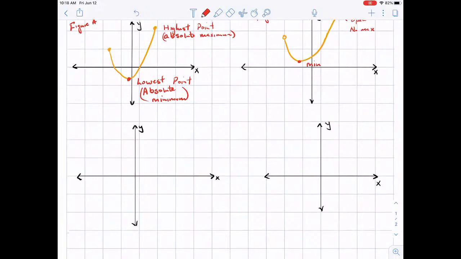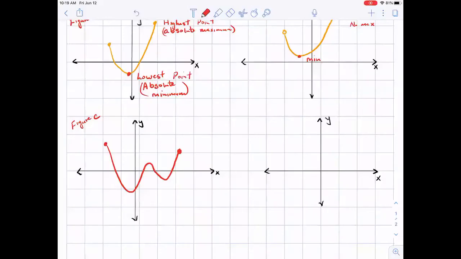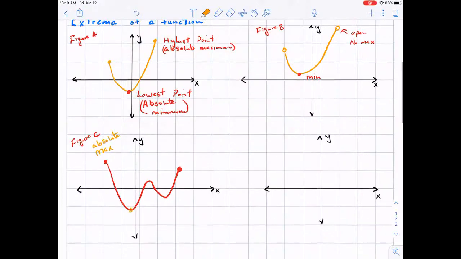So if we look at another picture, let's call this figure C. Clearly here you can see that the absolutely highest point on this graph will be this point here. So this is the maximum point on the graph, and it's the absolute maximum. The absolute minimum point in this graph will be that. That is the lowest point possibly. So this is the absolute minimum.